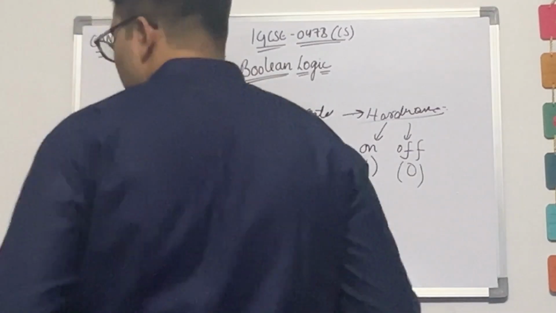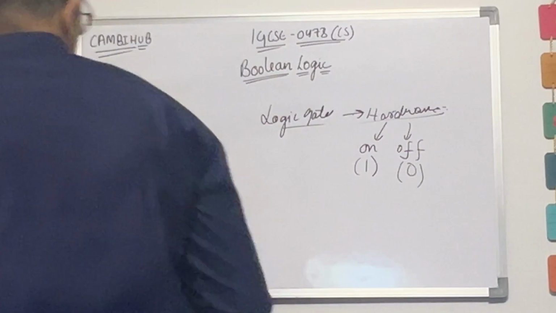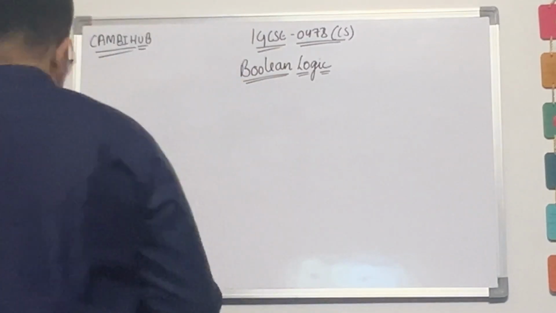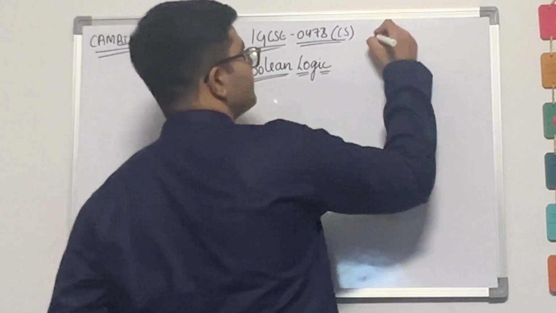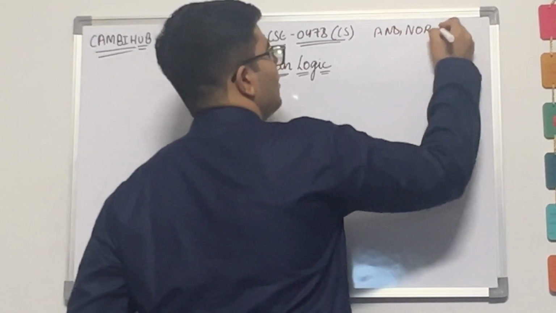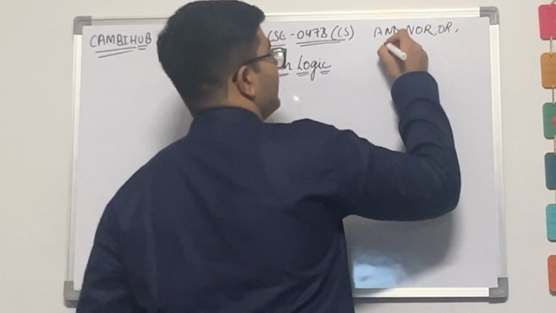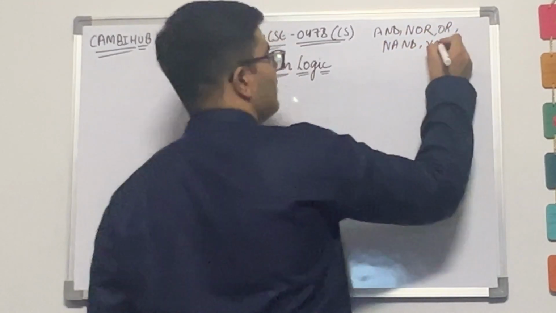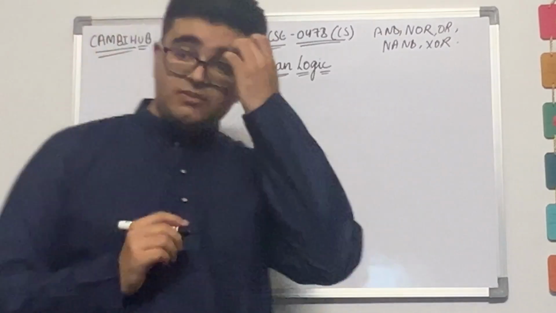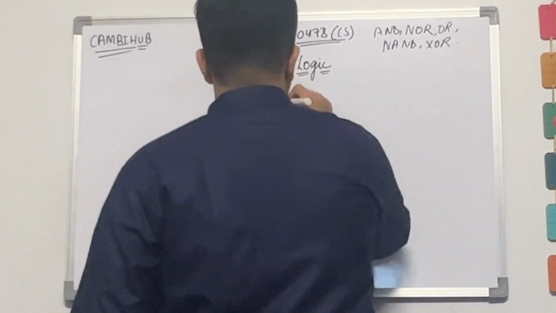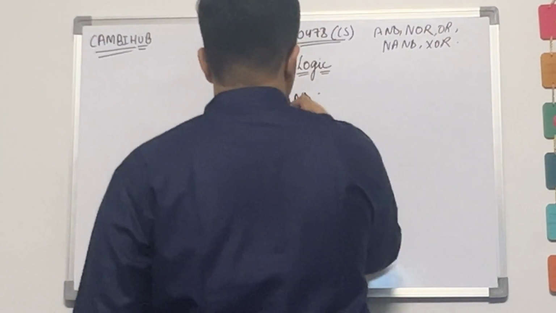Starting with the first logic gate that we study, which is called the AND gate. Let's list out all of the gates here. We'll be studying AND, NOR, OR, NAND, and XOR. So these are all of the gates that we will be studying today. Starting with the first gate, the AND gate.